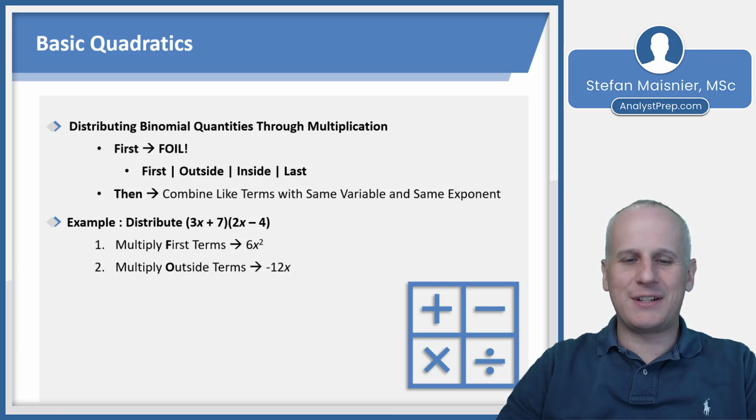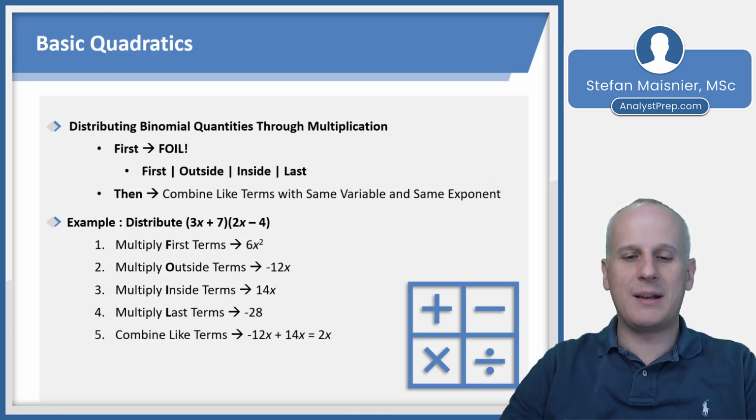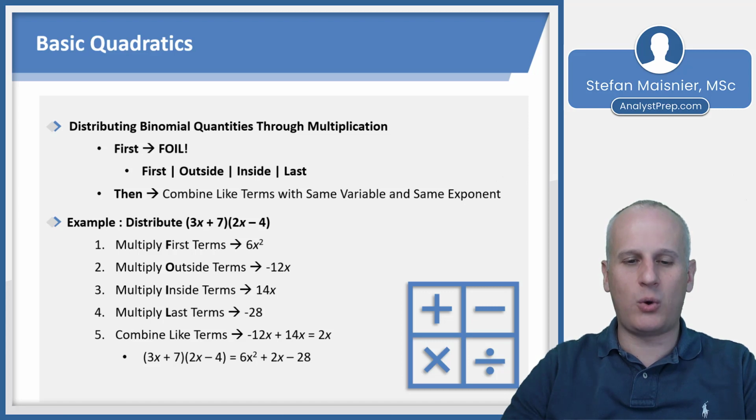Then we multiply our outside terms, the O in FOIL, and we get 3x times minus 4, which is negative 12x. Then we multiply our inside terms, so that's a positive 7 times a positive 2x for 14x. Then we multiply the last terms, the L in FOIL, and get 7 times negative 4, which gives us negative 28. We combine the like terms of negative 12x and 14x to get 2x, and we find that 3x plus 7, the quantity, times the quantity 2x minus 4, is equal to 6x squared plus 2x minus 28 once you complete your distribution.